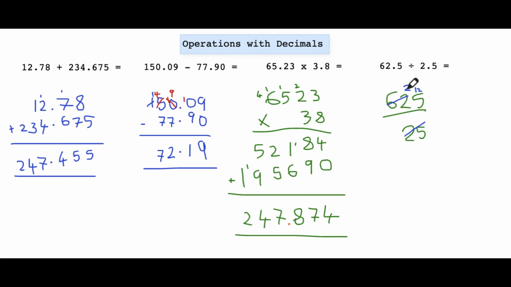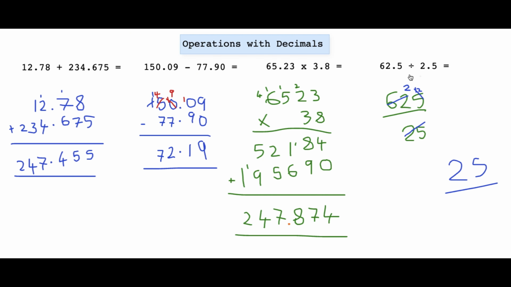All right, maybe just for us not to be confused, I'm going to put that 2 here. Now we ask ourselves, how many times does 25 go into 125? We know that 25 goes into 125 5 times, and that is our answer, 25.